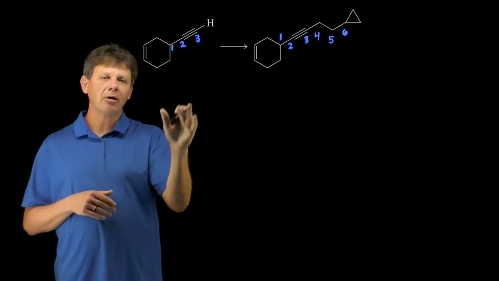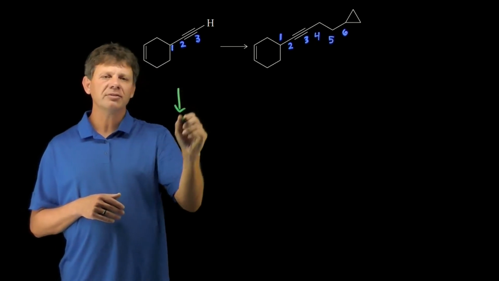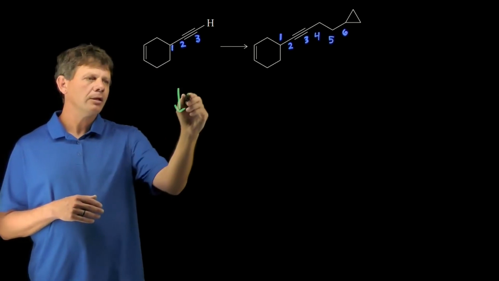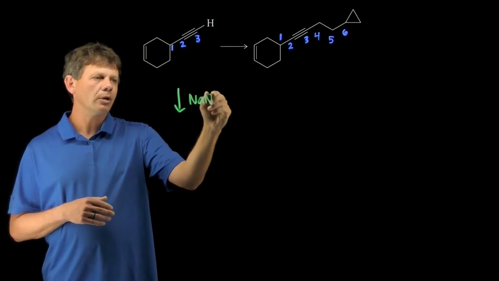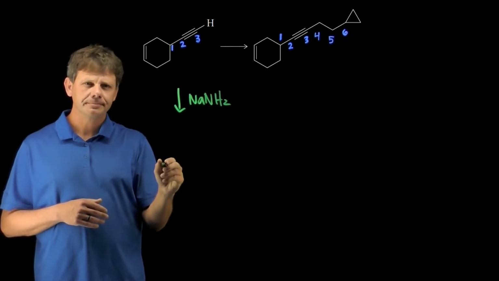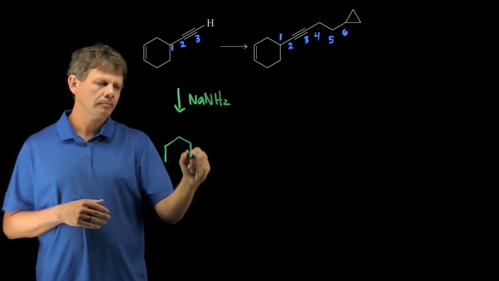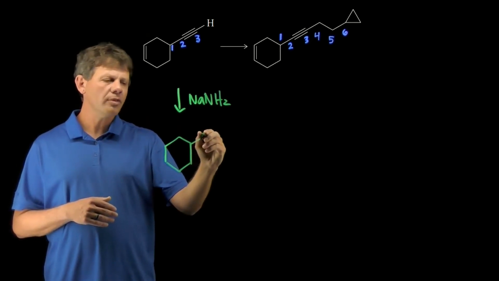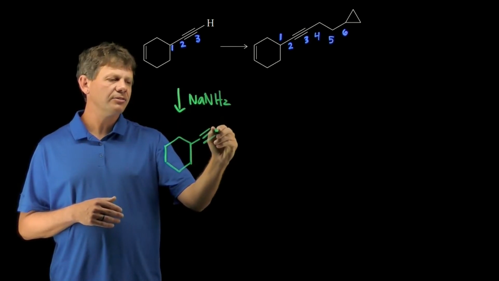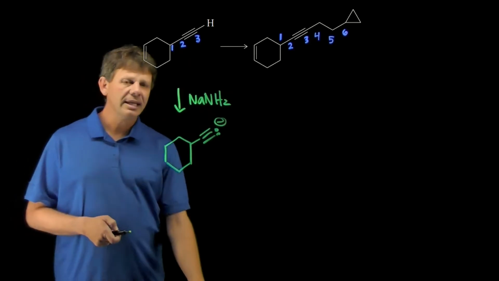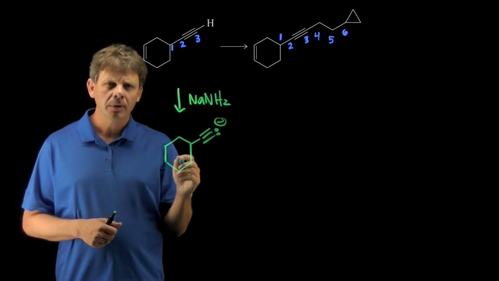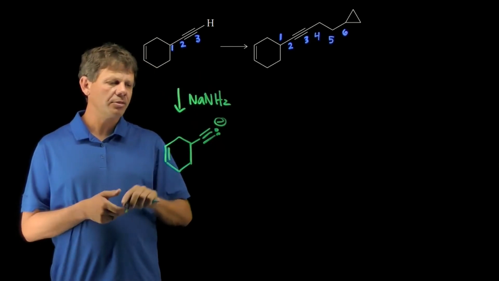Using the terminal alkyne, we're going to do this by first deprotonating it using sodium amide, or NaNH2. If we do that, we're going to make this carbanion, which we can now apply our numbers to with 1, 2, and 3.